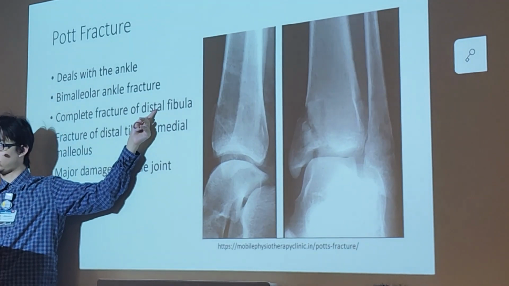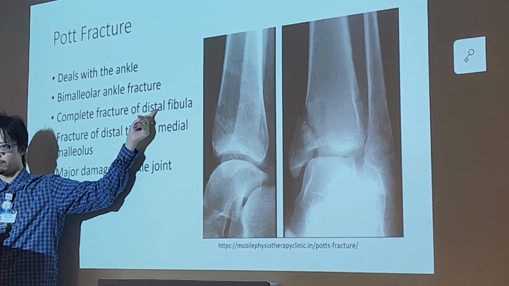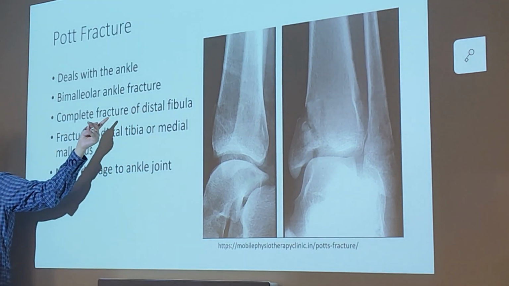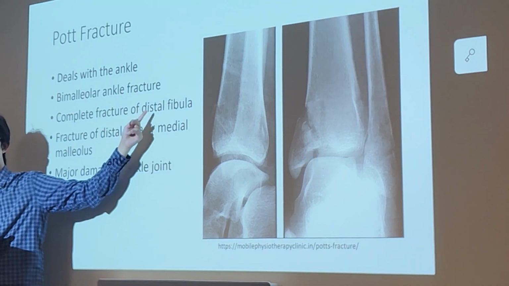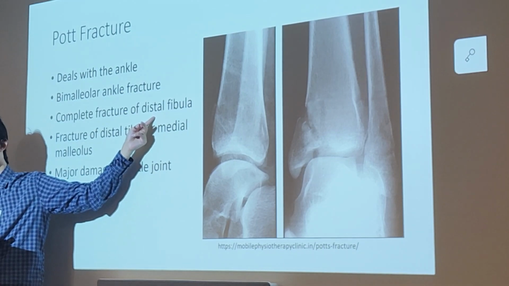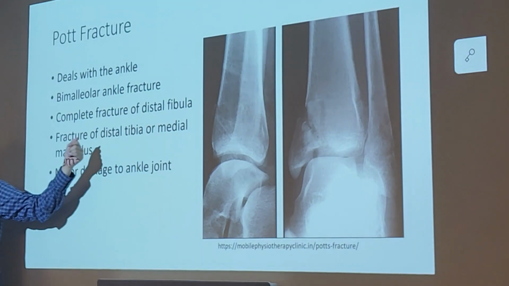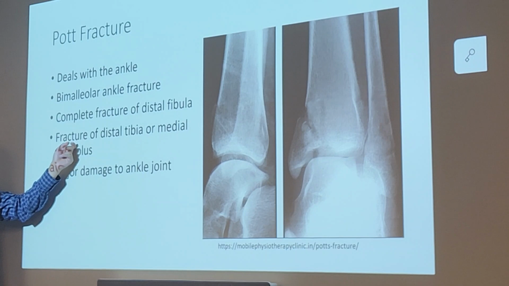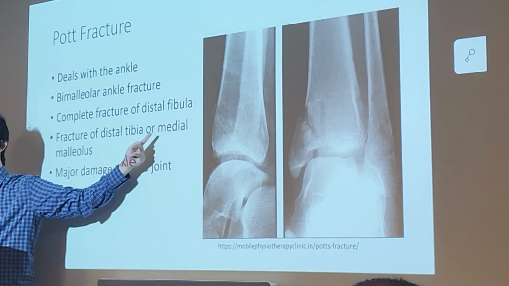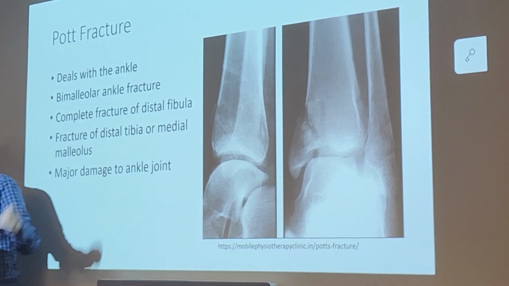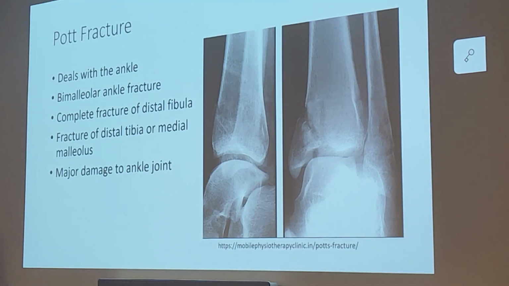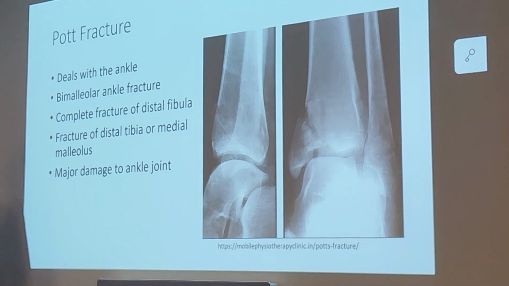So the fibula only has one malleolus, and it is the lateral. Remember, the fibula is the lateral bone, so it has the lateral malleolus. Okay, and then we also have a fracture of the distal tibia, which is the medial malleolus. So in a bimalleolar fracture, we're looking at fractures of the two malleoli, medial and lateral.